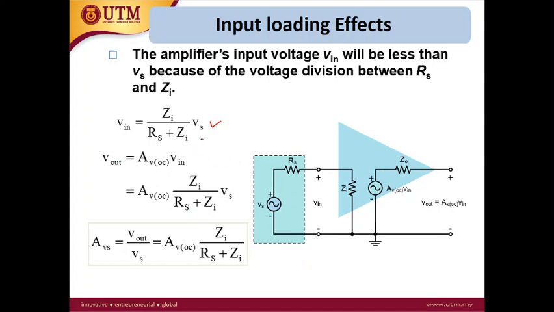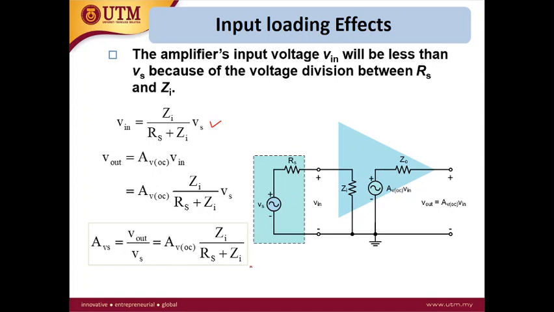Okay, so this is V in, and then you know V out. V out is equal to AVOC V in because there is no voltage drop at Z out. And then V in, by using the first equation, you can get Zi over Rs plus Zi times Vs. So lastly, you can define the gain denoted as AVS. What is AVS? It is V out with respect to the signal voltage Vs. So you can get AVOC times Zi over Rs plus Zi.